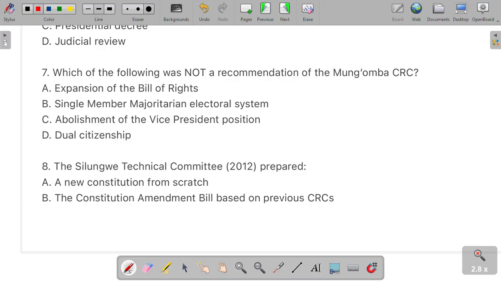We continue. Question 7. Which of the following was not a recommendation of the Mungomba CRC? Is it A, expansion of the Bill of Rights; B, single member majoritarian electoral system; C, abolishment of the vice president position; D, dual citizenship? What's our correct answer? Our answer is B. All the arrows are pointing to solution B. Very important. So make sure that you revise these questions on your own. Go through. You'll be good.